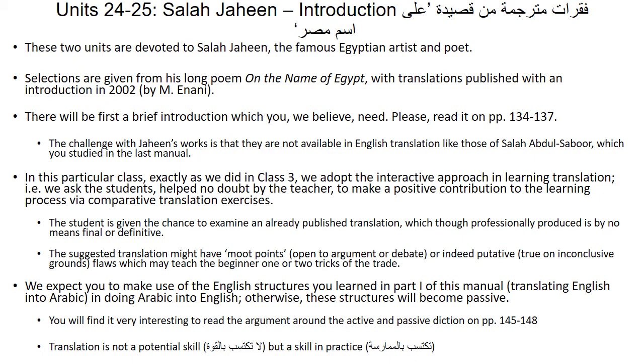The poem we'll talk about today, in terms of its translation, is the poem "Ala Ism Misr" (In the Name of Egypt) by our great poet Salah Jahin. We'll take some excerpts, like 6 excerpts, from this famous poem by this famous poet, Salah Jahin. There is an introduction given to the translation of this poem. Of course, the translation and the introduction were made by Professor Enani. The translator translated the poem and wrote a very beautiful introduction.